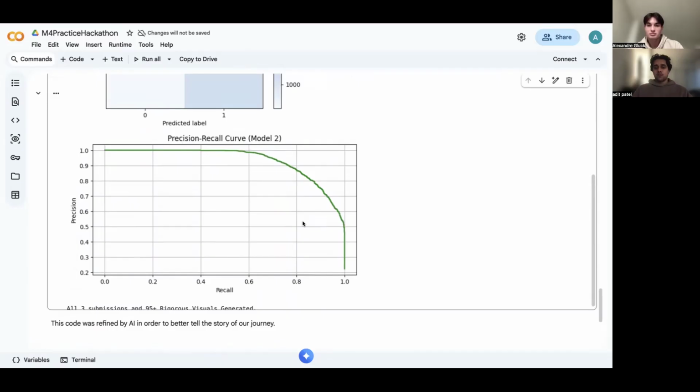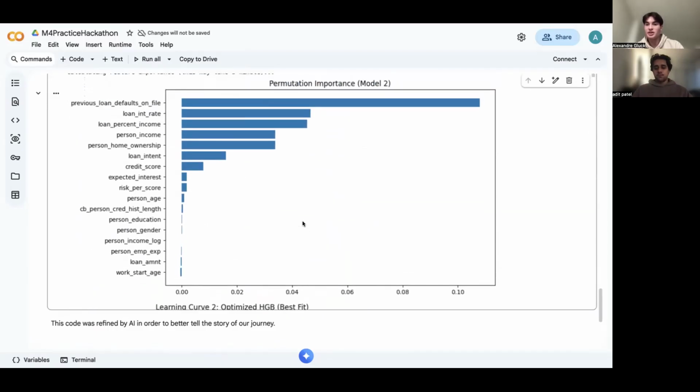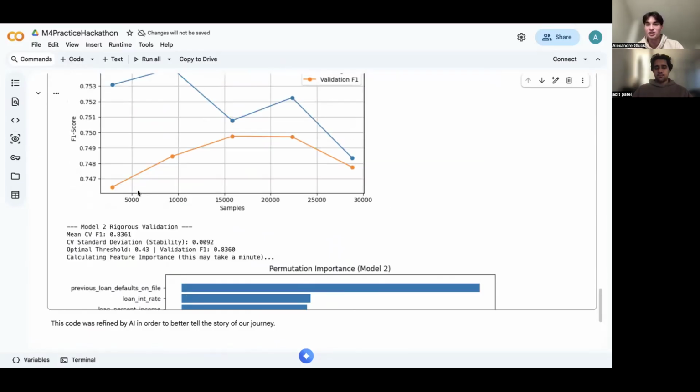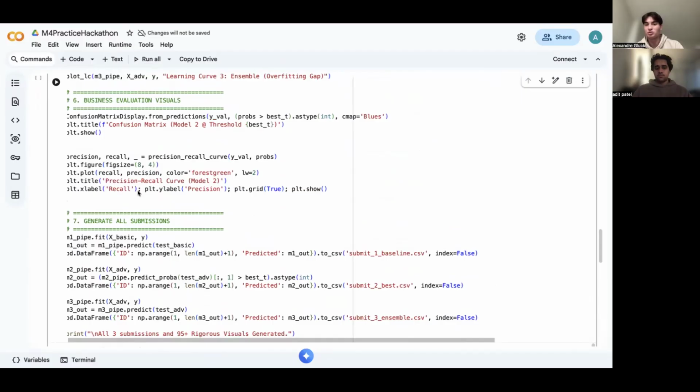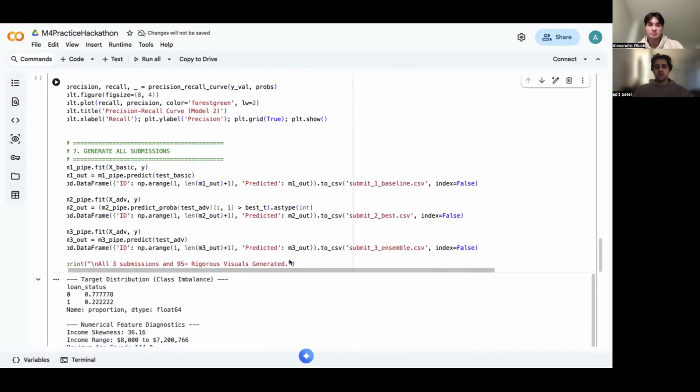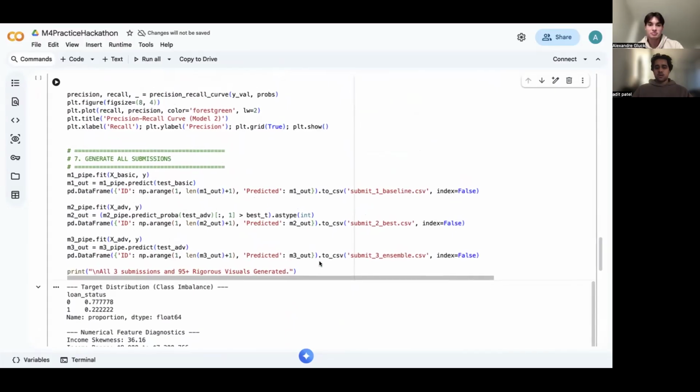If we had more time, we'd look for external macroeconomic data like regional unemployment rates to provide broader context. Finally, for production, we'd implement a monitoring strategy to detect data drift. If an applicant's income or interest rates drift significantly from our training baseline, it would trigger an automated alert to retrain. This ensures our classifier remains a reliable decision-making tool long after this hackathon ends.